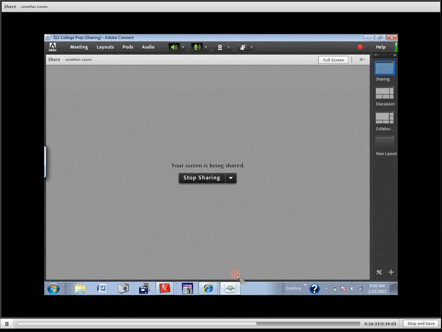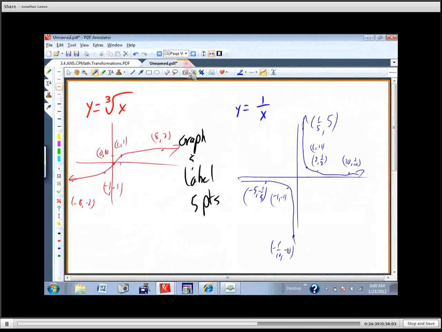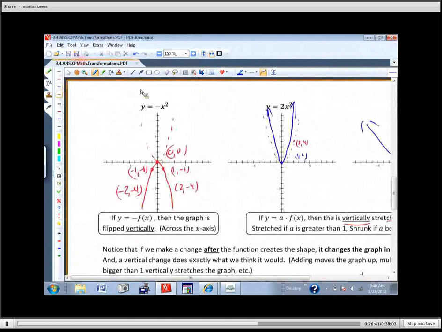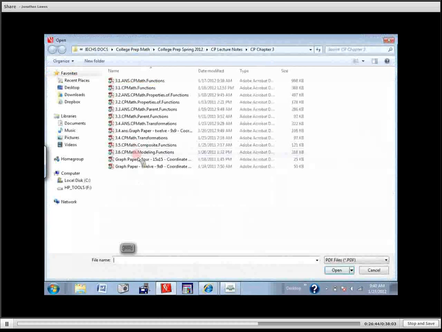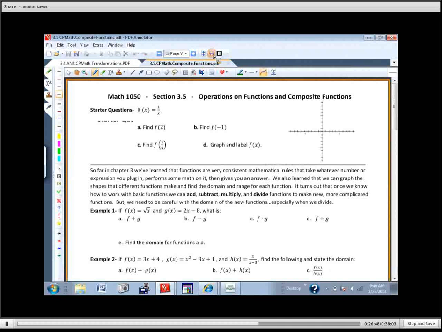Okay, if you would move back to your spot, I'm going to hand out the notes for the next section. And I just want to introduce a couple quick ideas.